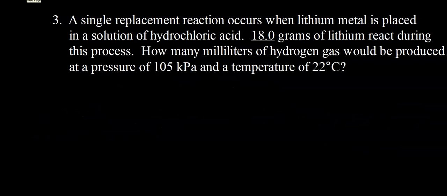All right, let's try one more of these types of problems. Just to warn you, this is probably the toughest of the 3 so far. A single replacement reaction occurs when lithium metal is placed in a solution of hydrochloric acid. 18.0 grams of lithium react during this process. How many milliliters of hydrogen gas will be produced at a pressure of 105 kilopascals and a temperature of 22 degrees Celsius? All right, start off with a balanced equation for the reaction and set up the calculation. Go ahead and pause now.